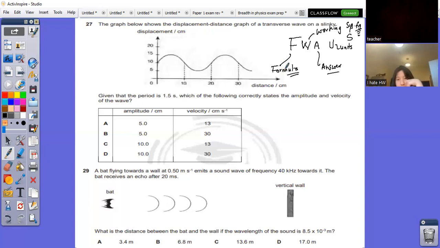So let's try and use it. What formulas do you think might be useful in this particular question? Speed equals distance over time. Yeah. Or even v equals f times lambda, because this is the equation that relates wave speed to frequency and the wavelength. Yeah. How might we use this formula then? Can you tell me what the wavelength is? Can you work that out?